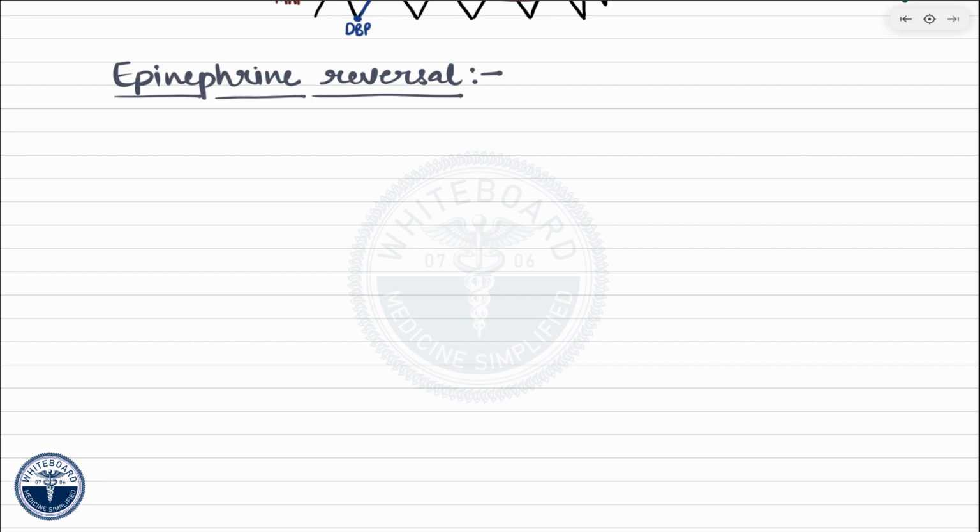Let's build this step by step. Start with norepinephrine. Ignore alpha-2 for now because it doesn't contribute much to the acute cardiovascular effects. So norepinephrine is essentially an alpha-1 and beta-1 agonist. Epinephrine, on the other hand, stimulates alpha-1, beta-1 and beta-2 receptors. Now let's perform a little experiment. Suppose we give an alpha-1 blocker such as phentolamine. By blocking alpha-1 receptors, we remove the vasoconstrictor component of both drugs.